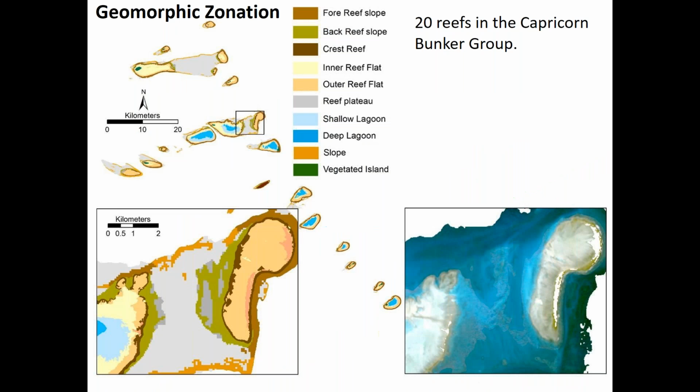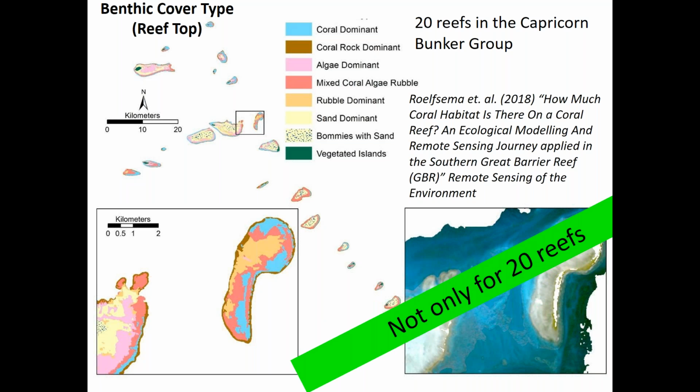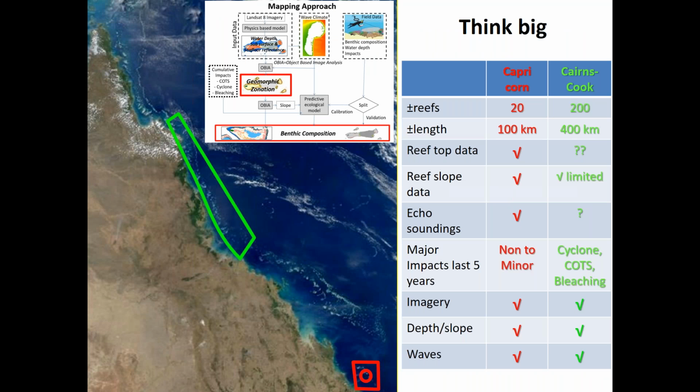So then we went to 20 reefs, and we were able to apply the same approach for 20 reefs in one go. So here you see the geomorphic zonation, and here the benthic composition. And just today, the paper for this work is being published, so I advise you to have a look at it. So that's 20 reefs. There's 2,980 to go.